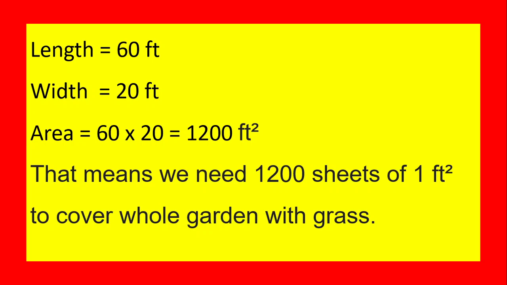So if we buy 1200 sheets and the size of one sheet is 1 square feet, it means 1 feet all around. Its length and width are 1 feet. So we need 1200 sheets of 1 square feet to cover the garden. So this is how we use the area to calculate the number of sheets we need.